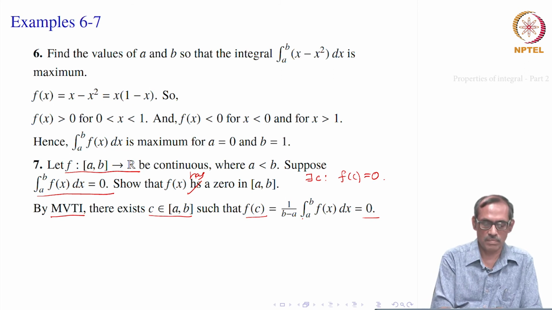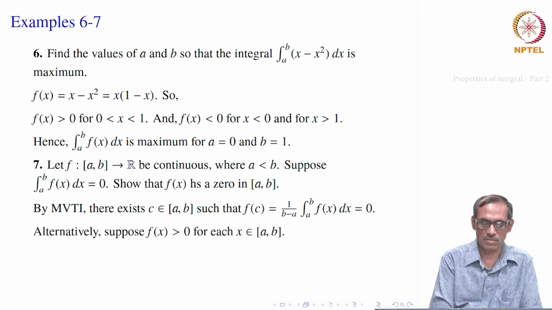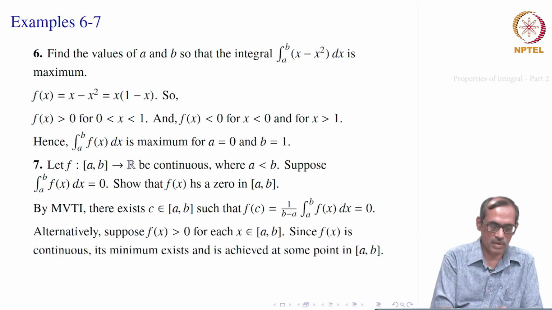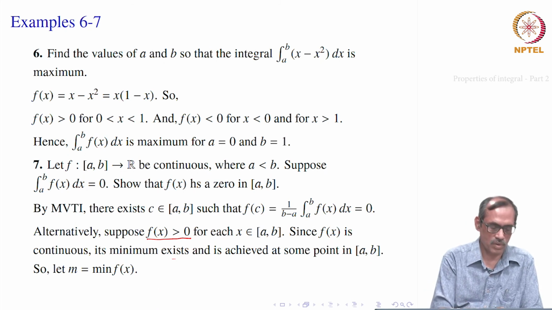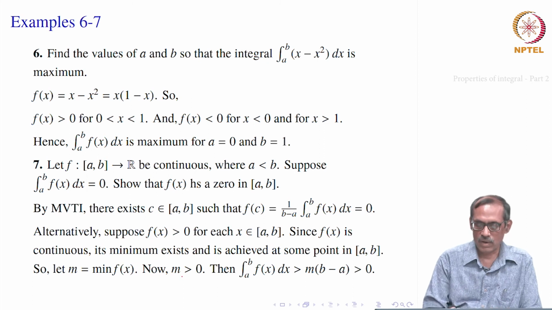So, the job became easier for us due to this. Or alternatively, you can argue whatever way we have just told: if you take f x greater than 0 for each x, then what happens? Its minimum exists and is achieved at some point in a b. Let us say m equal to minimum of f x. Now, m is bigger than 0, then this is bigger than m into b minus a, bigger than 0.